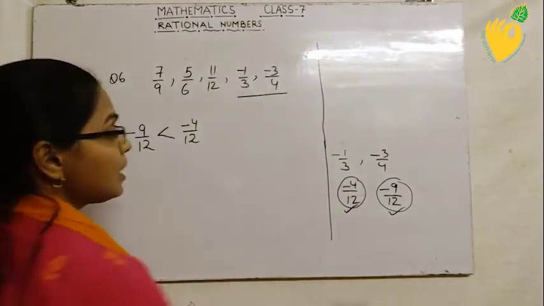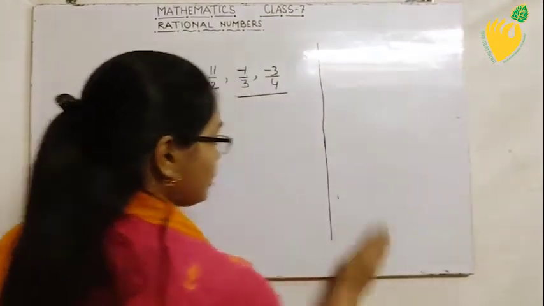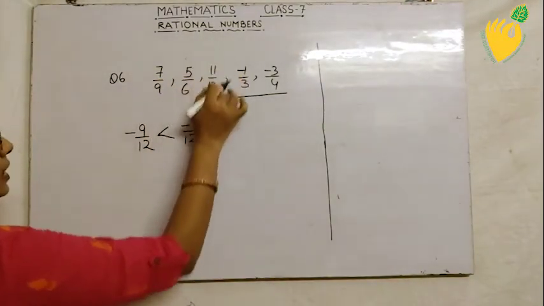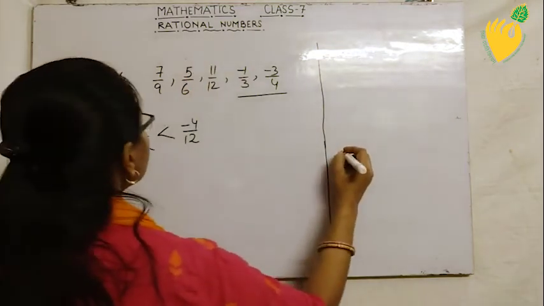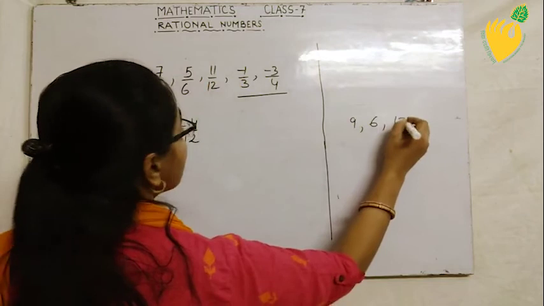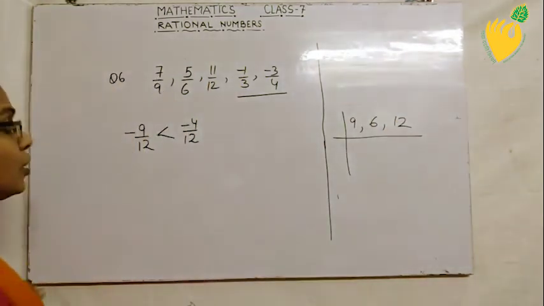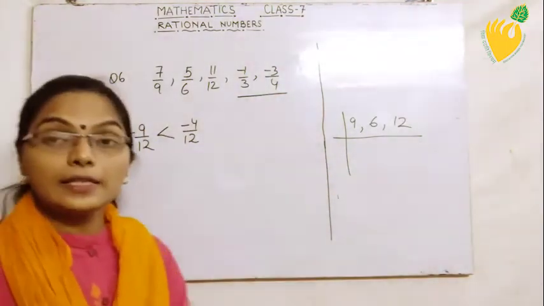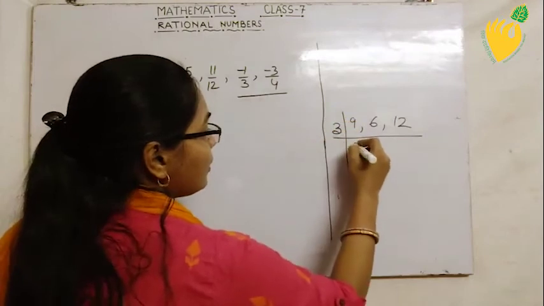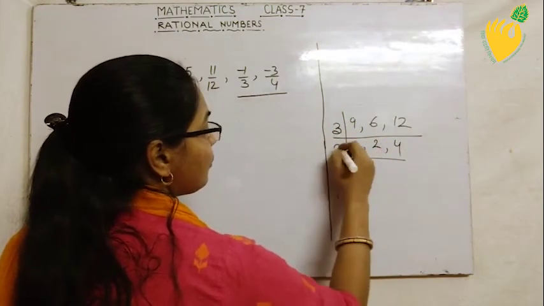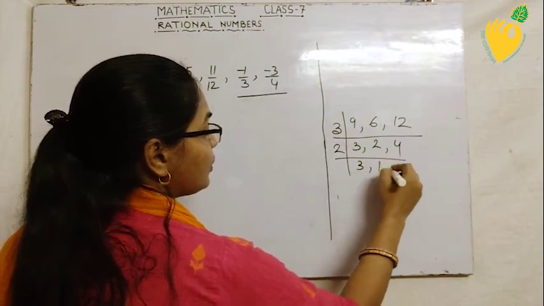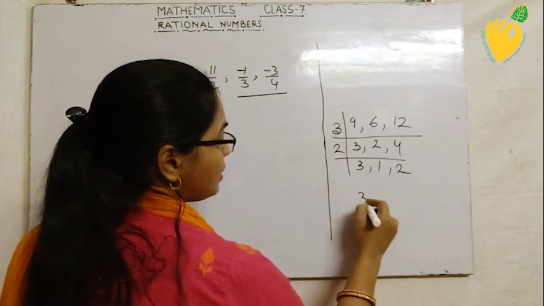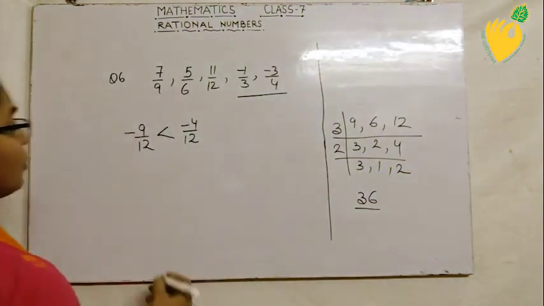Now students, let's discuss the other three rational numbers: 7 upon 9, 5 upon 6, 11 upon 12. Take the LCM of these three, 9, 6 and 12. The first motive, students, is to make the denominators common by taking their LCM. 3 3s are 9, 3 2s are 6, 3 4s are 12. Further we can divide by 2: 2 1s are 2, 2 2s are 4, 3 2s are 6 and 3 2s are 6. So 36 is the LCM.